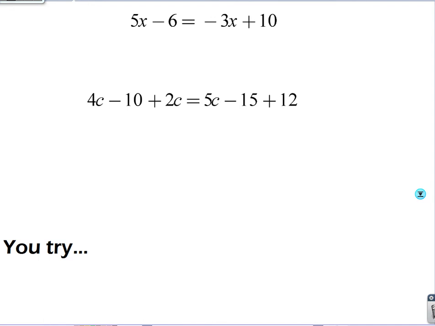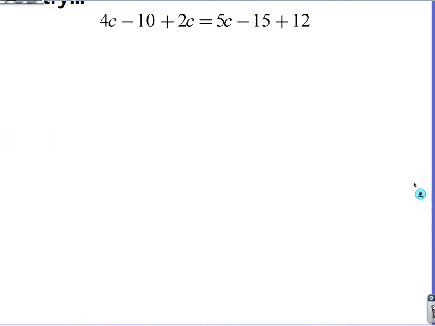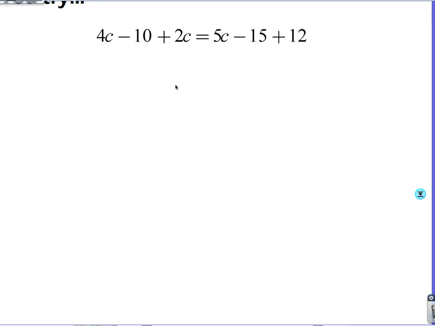Let me try the second one here. We'll do it together. 4c minus 10 plus 2c equals 5c minus 15 plus 12. Again, with a new set of ways, with the 3 steps that I do.